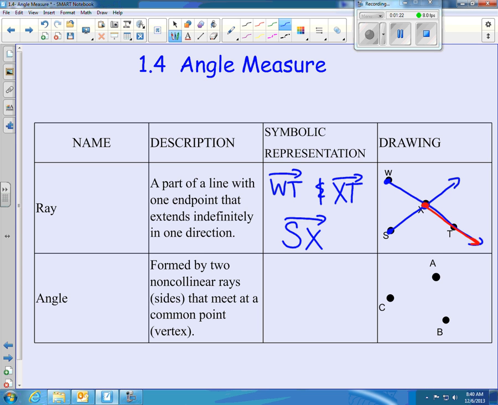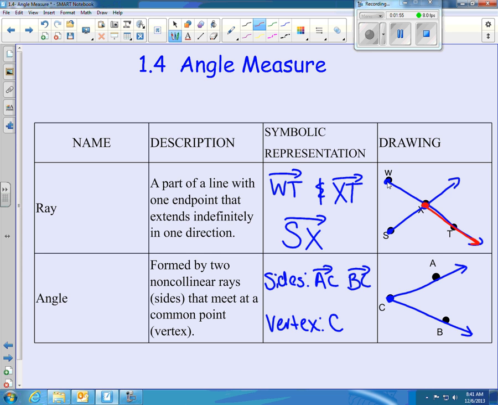Then we talk about an angle. An angle is formed by two non-collinear rays. So those are our sides that meet at a common point, which is our vertex. So for example, if we have two rays here, and they have a common point, that vertex C. So we would see that our sides were AC and BC. And then our vertex was point C. The sides, those rays, we could also write those as CA and CB. Those are going to be our rays.